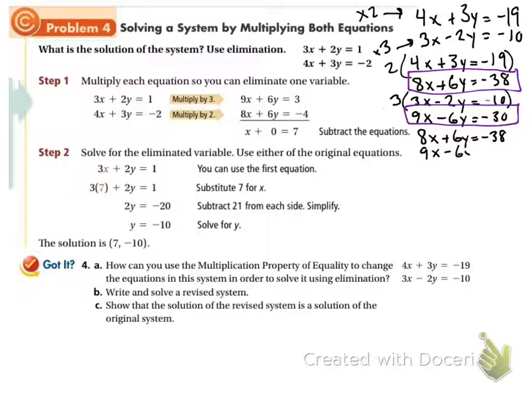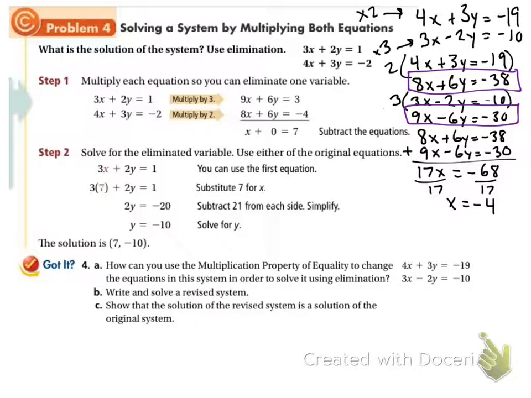9x minus 6y equals negative 30. So I'm going to add these. 8x plus 9x, that's 17x. And 6y plus negative 6y, well, that's 0. So this just equals, and negative 38 plus negative 30, that'll give me negative 68. And then when I do negative 68, I need to divide by 17. And I get that x is equal to negative 4.